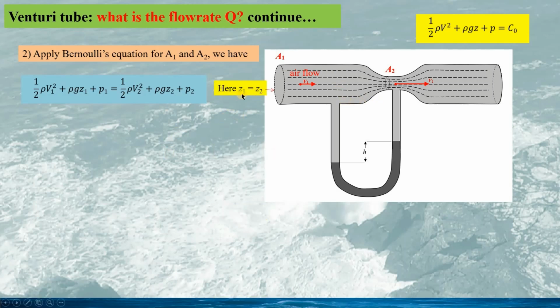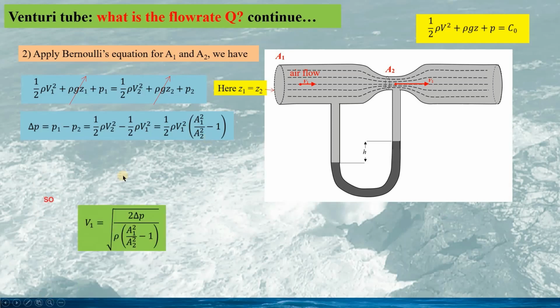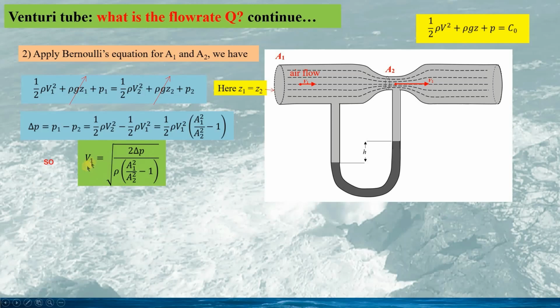Now we consider that the heights Z1 at section 1 and Z2 at section 2 are the same on the center line of the Venturi tube. So we can cancel out these two terms, and we can calculate the pressure difference delta P, given by P1 minus P2 at the throat, in terms of the velocities V2 and V1. So we have the expression as this. From this equation, we can easily calculate the velocity V1 given as this, if the pressure difference can be measured. For the manometer, the pressure difference can be calculated as this.